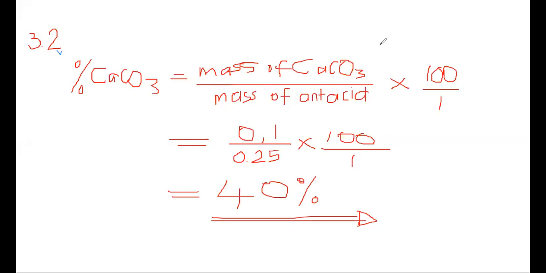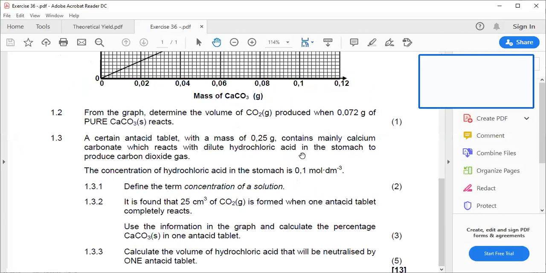Okay, let's move on to the next one, the last one. We need to move a bit faster so that I can finish up with this. So let's look at the last question. It says, calculate the volume of hydrochloric acid that will be neutralized by 1 antacid tablet, for 5 marks. Right? How do we do this?